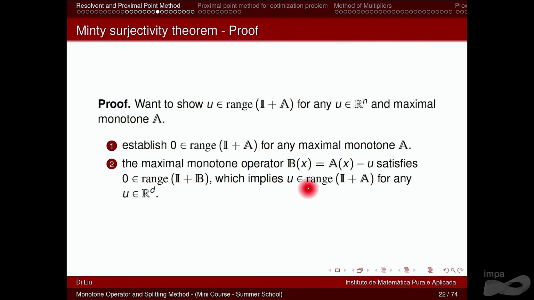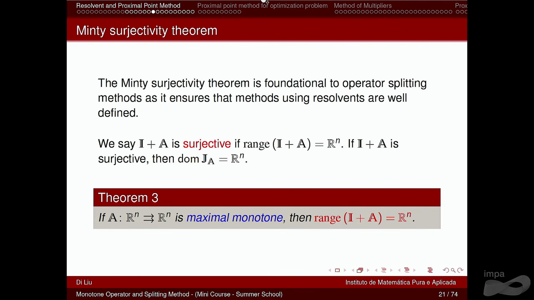So it implies u belongs to the range of this operator for any u in the whole space. So we proved the surjectivity theorem. Okay, we make a summary here. If A is maximal monotone, the range is the whole space. Or, the domain of the resolvent, that is, the domain of the inverse of this operator, is the whole space. Okay, so this is the Minty theorem.